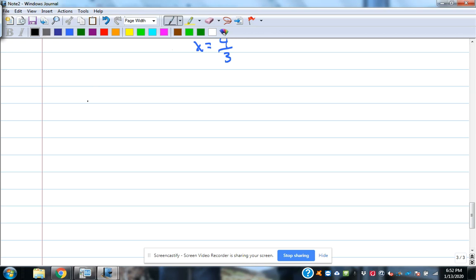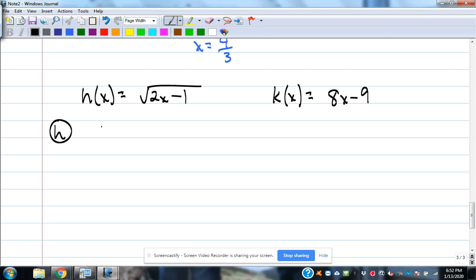So let's say we did h of x is equal to the square root of 2x minus 1, and k of x is equal to 8x minus 9. And they ask us to find h plus k of x. These tend to cause some issues in this course sometimes, just because we don't know exactly what we're allowed to do and what we're not when we're adding and subtracting. So if we're going to add these two together, we're taking the square root of 2x minus 1 plus 8x minus 9.